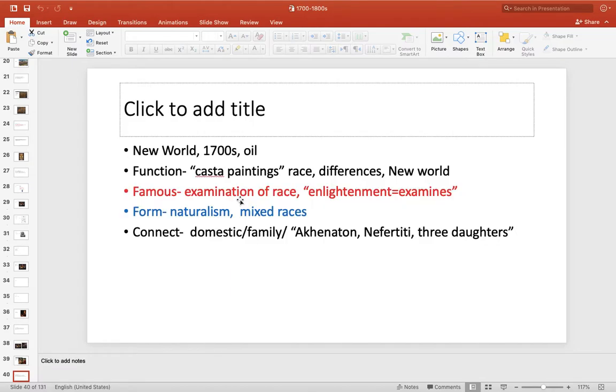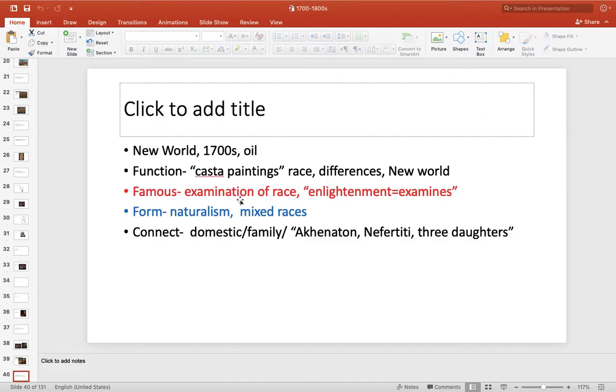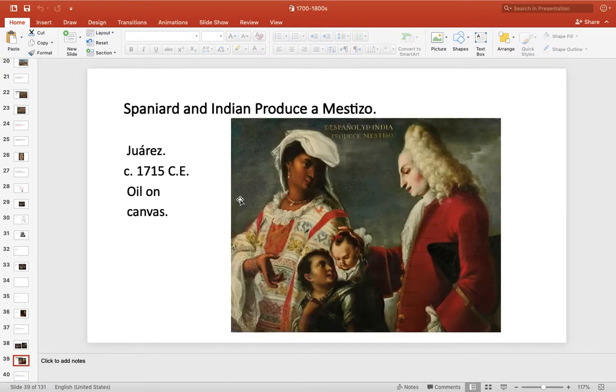Okay, Spanner, what's up with this one here? It's in the New World, the 1700s. It's an oil painting, and its function, it's a casta painting. They're paintings about race. Race is a big deal in the New World. You have the Spaniards and the natives, and so it's an exploration of race.